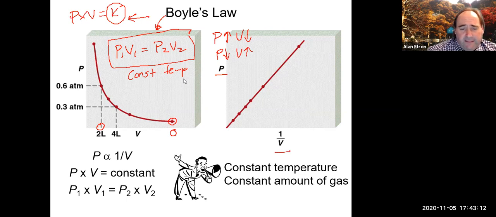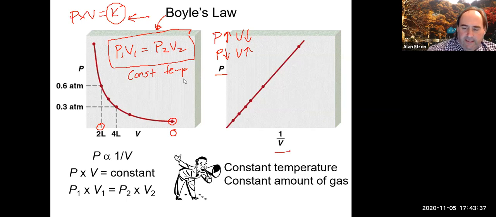In terms of units, it doesn't really matter. Pressure can be any unit you like as long as they are both the same. Volume as well can be any unit you like as long as they are both the same. They just need to be the same units on each side, mainly so everything properly cancels out. Any questions on that?